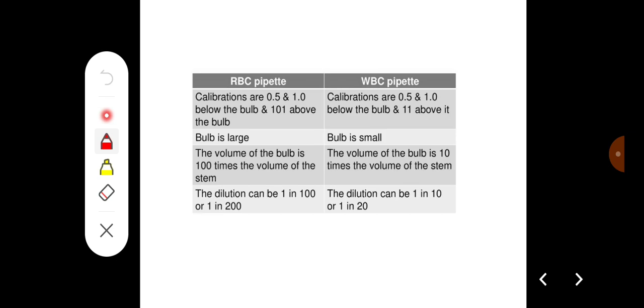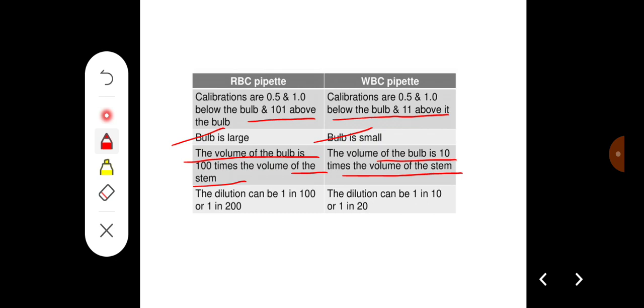These are some of the differences between the RBC pipette and the WBC pipette. Calibrations in the RBC pipette are 0.5 and 1 below the bulb and 101 above the bulb, whereas calibrations in the WBC pipette are 0.5 and 1 below the bulb and 11 above it. The RBC pipette bulb is large, and the bulb is small in the WBC pipette as we require lesser dilution. The volume of the bulb is 100 times the volume of the stem in the RBC pipette, whereas in the WBC pipette the volume of the bulb is 10 times the volume of the stem.